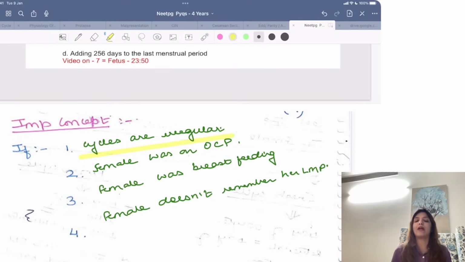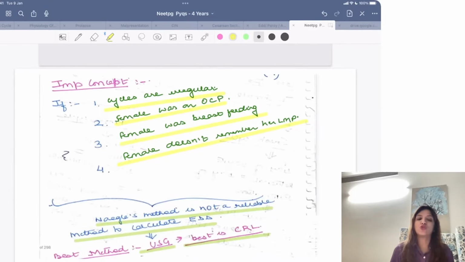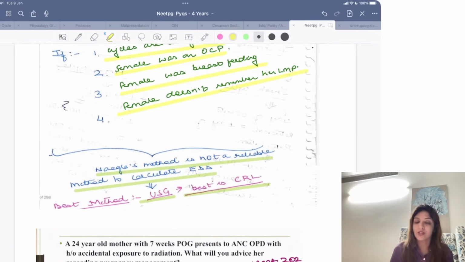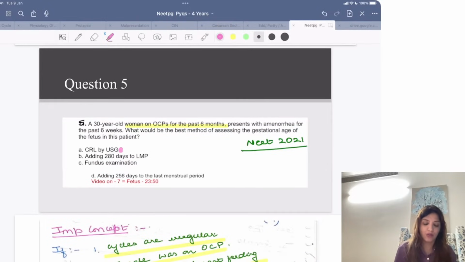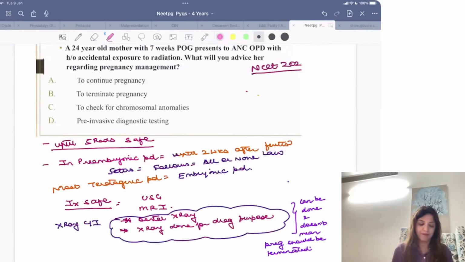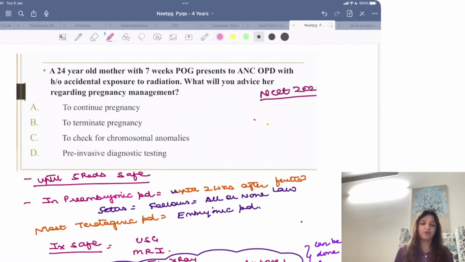If the cycles of the female before she had conceived were irregular, if the female was on OCPs and she has conceived while on OCPs, if she was breastfeeding and she has conceived while breastfeeding, or if the female doesn't remember her LMP. In these 4 conditions, Naegele's formula is not a reliable method to calculate EDD. In these 4 conditions, you are going to use ultrasound, and the best parameter on ultrasound to know the gestational age is crown rump length. So in this case, the answer is crown rump length by ultrasound. That is option A. Then comes the next question.